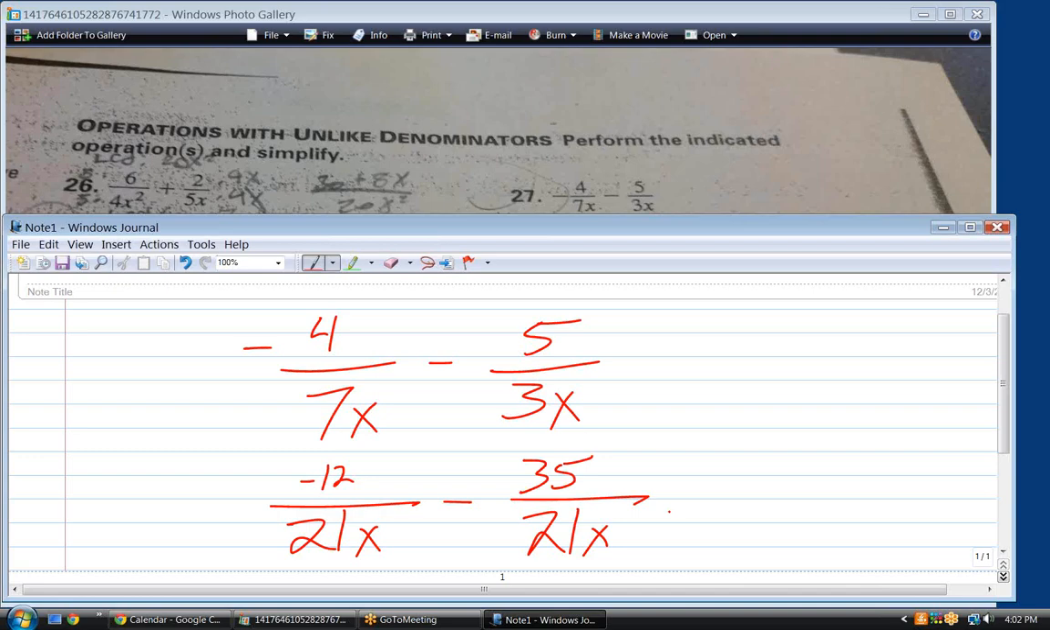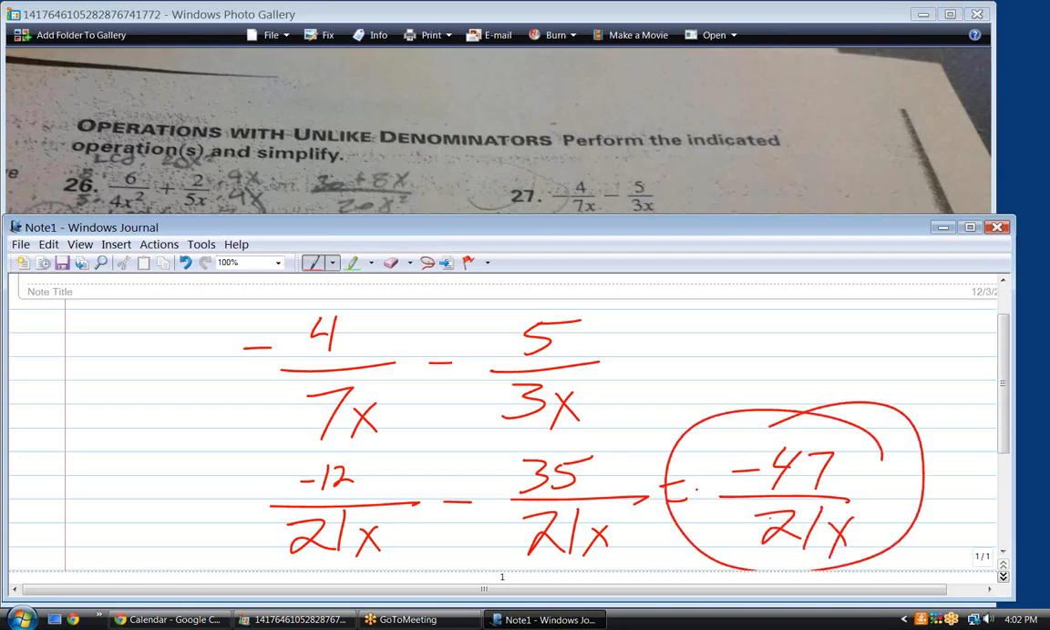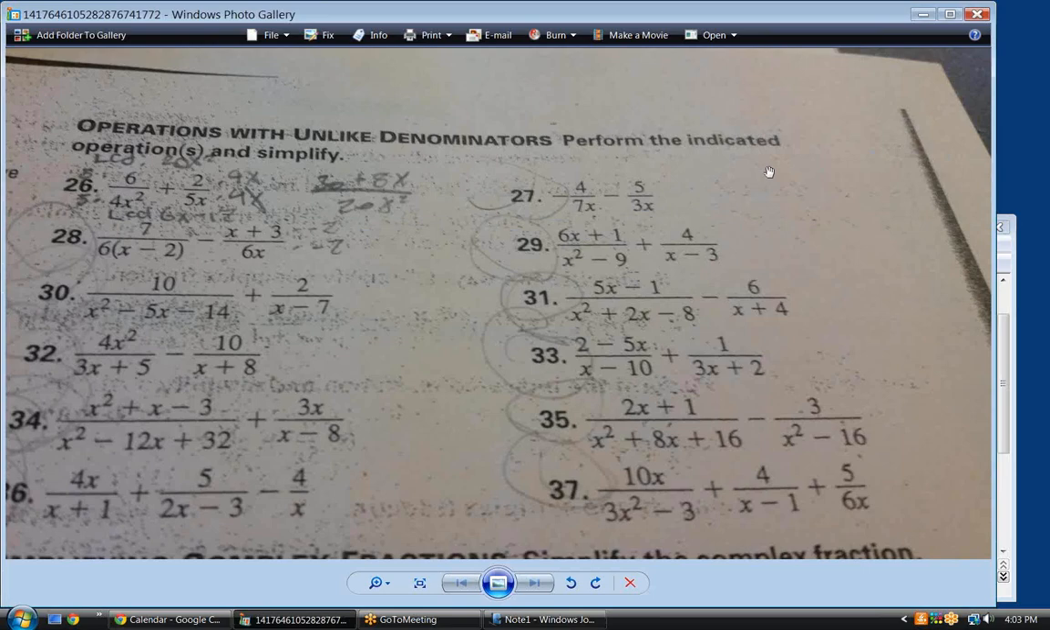Now that we have a common denominator, we can operate on the numerators only. What's the numerator, the new one? Minus 47 over 21x. Yeah. So there's your answer. Can't simplify it anymore, so that's it. So that's the only difficulty on these where you have a variable in the denominator, is your least common denominator is not always just the product of those. Sometimes you can get by with less than the product of those.